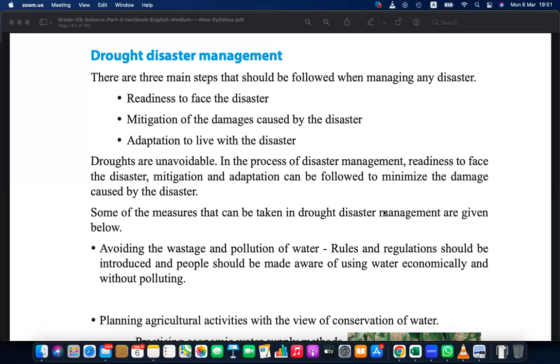We can do a lot of things for readiness because it is unavoidable. Mitigation, once happened. Mitigation means once it has happened, what we can do.